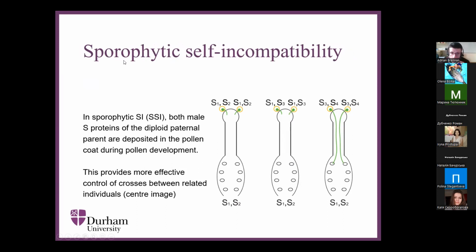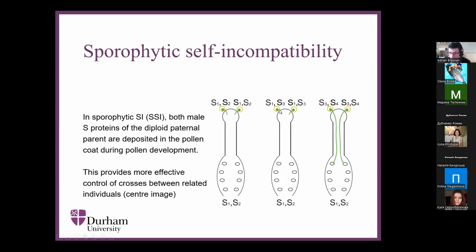If the male S alleles are expressed earlier during development, so in the stamen and by paternal tissue, this paternal sporophyte tissue that's diploid, that means that the individual pollen grains will be coated with both the male S alleles of the sporophyte father. So each individual pollen grain is showing S alleles for the two S alleles of the paternal parent.